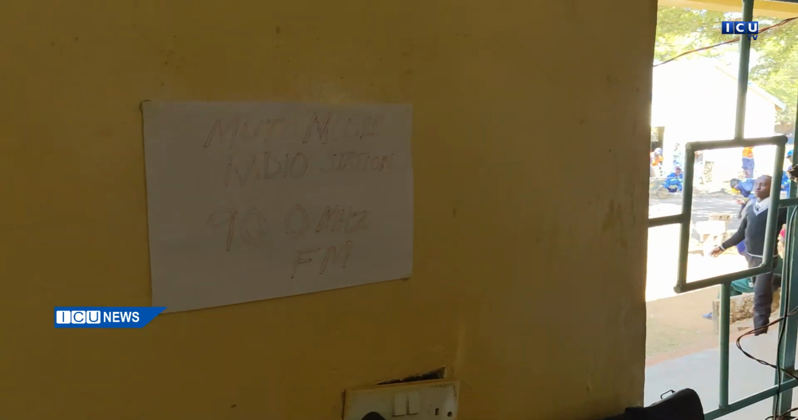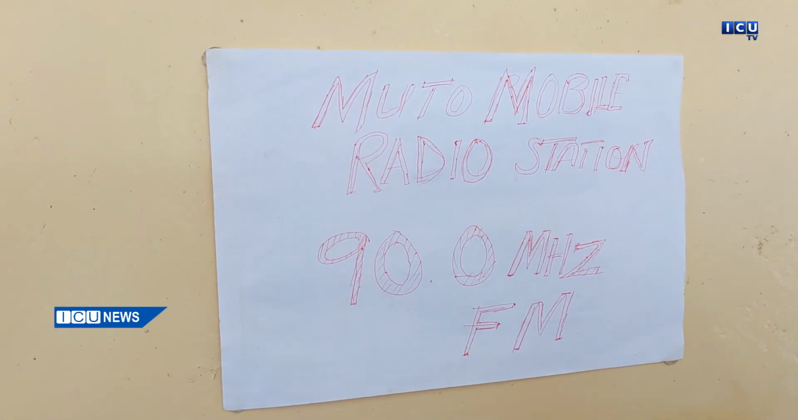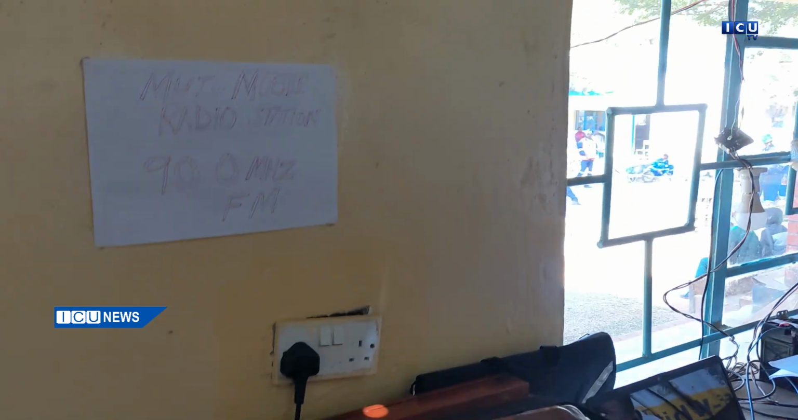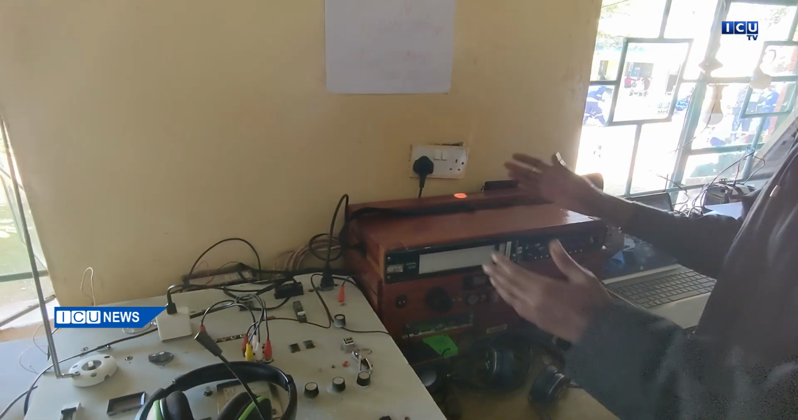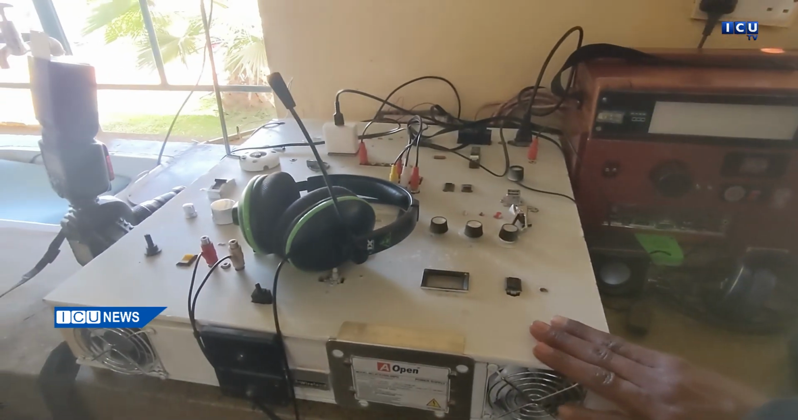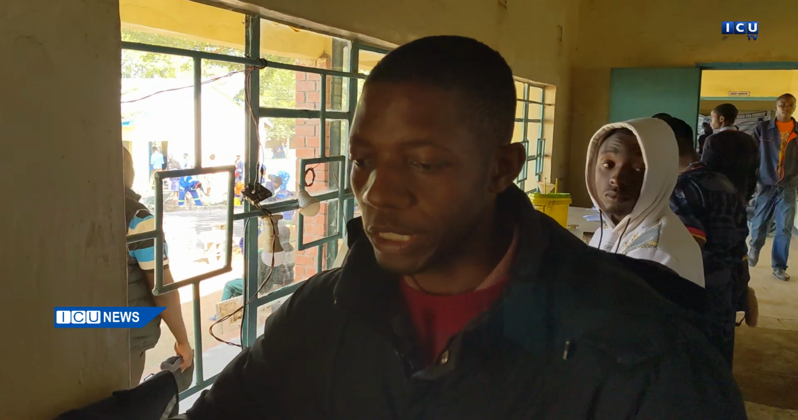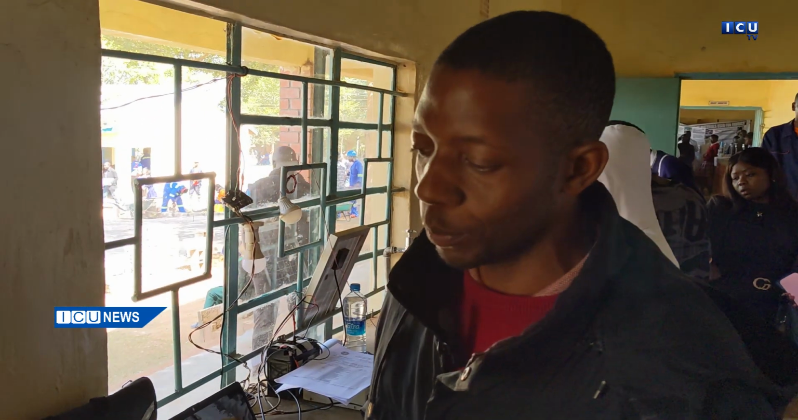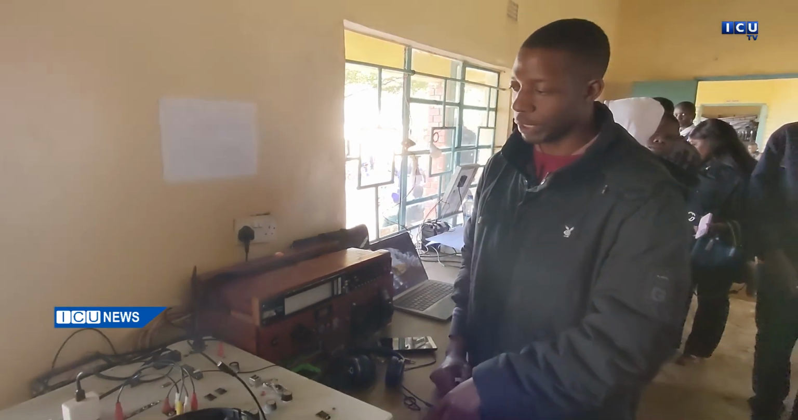I have made a radio station which is 90.0 megahertz FM, and the radio station has three parts: the antenna, which is outside, the main transmitter, and the mixer. This radio station uses power and solar. As you can see, it is used in a rural setup where people have challenges with communication.